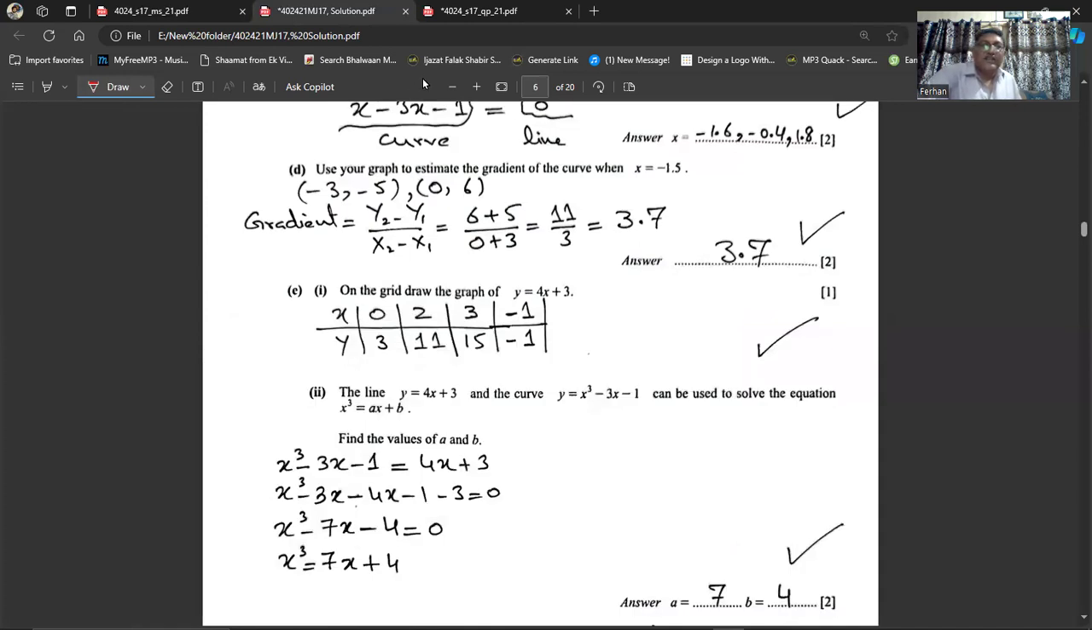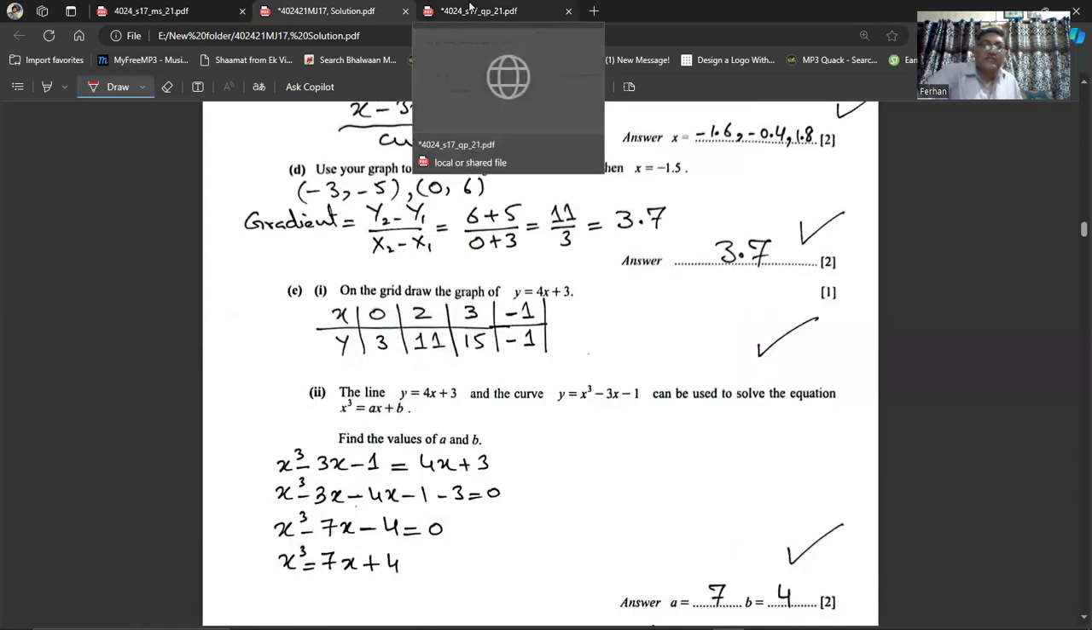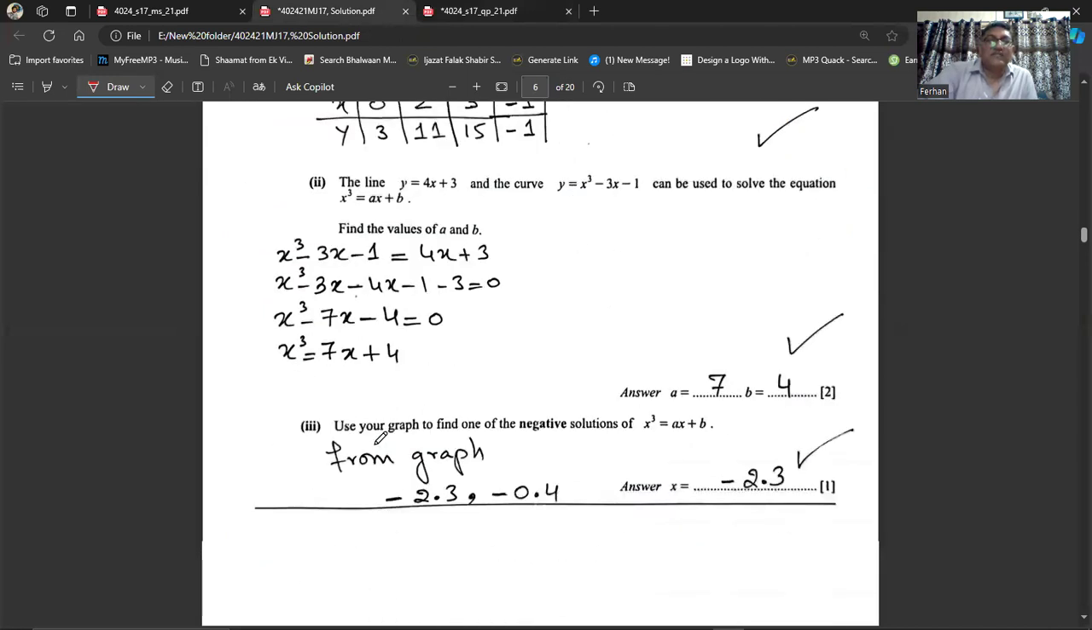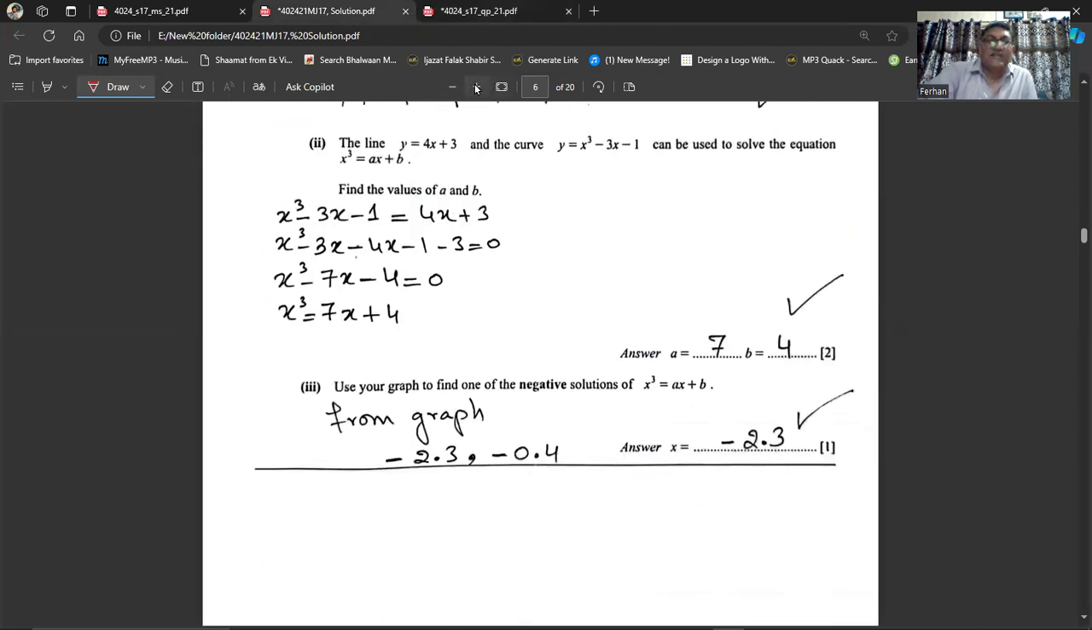Once we are done with this, then they ask: the line y equals 4x plus 3 and the curve y equals x cubed minus 3x minus 1 can be used to solve the equation x cubed equals ax plus b. Find the values of a and b. It's a very famous question on the graph questions. So I will make the equation of this line and the equation of this curve equal to each other, and I will rearrange them, and it will be very easy then.